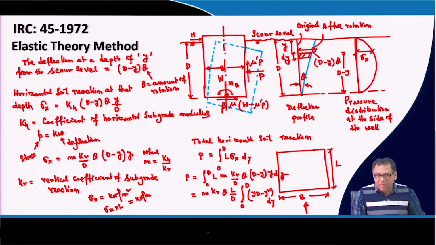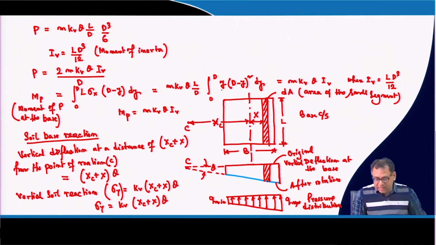So now only three moments have to be considered: the moment due to P, the moment due to mu dash P, and the moment due to this MB, that we have already considered. MB is due to the soil reaction at the base, P is the soil reaction at the side, and mu dash P is the friction resistance between the side and the soil.